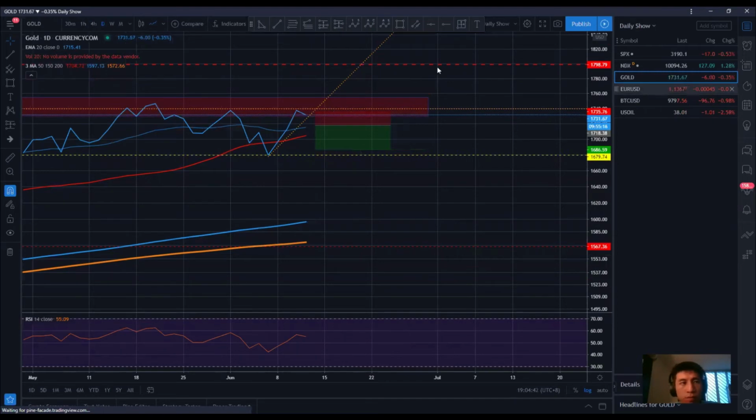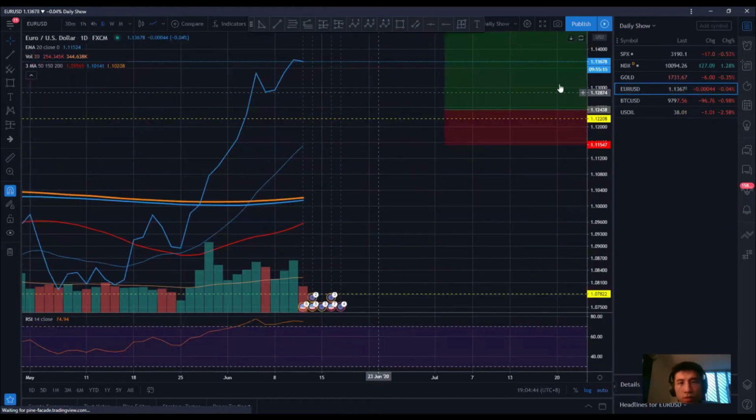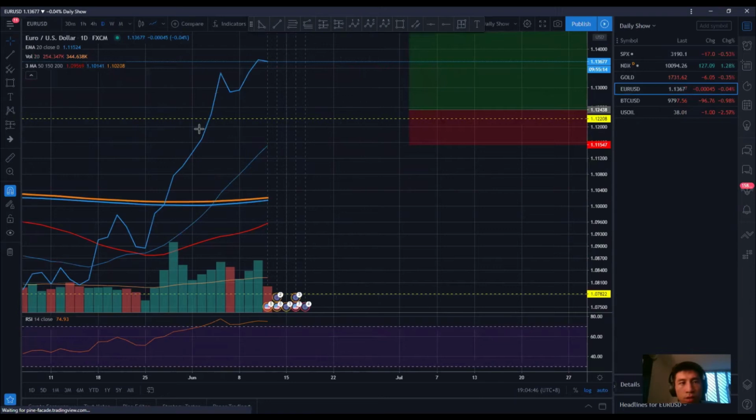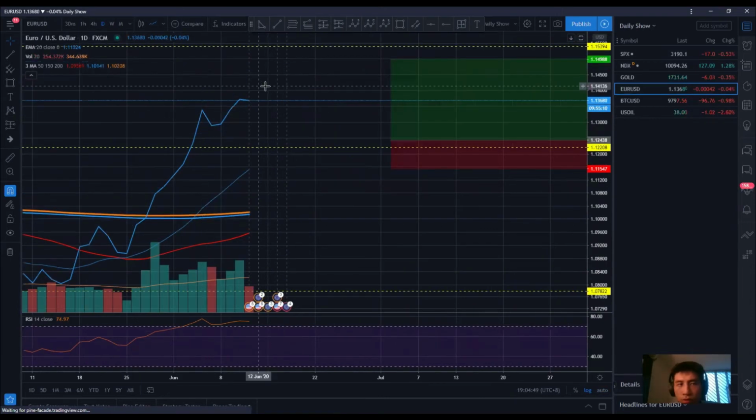All right, let's move on to the next one. So on this, now this trend of euro is still looking very strong. There isn't a valid trade setup. I'll wait for some sort of retracement or pullback, and then I'll enter the trade.